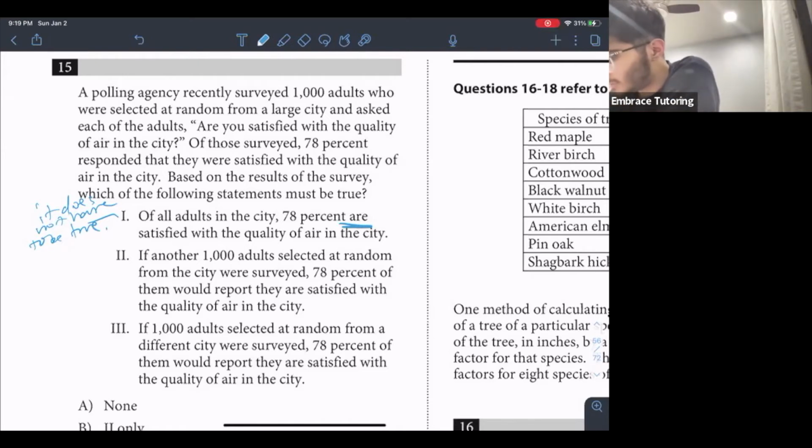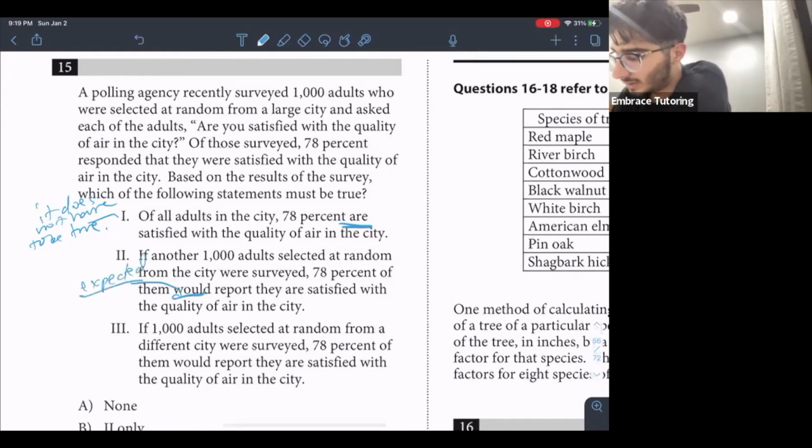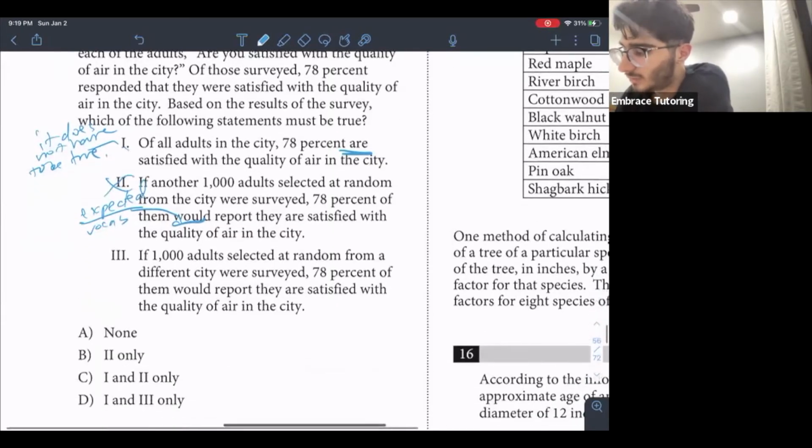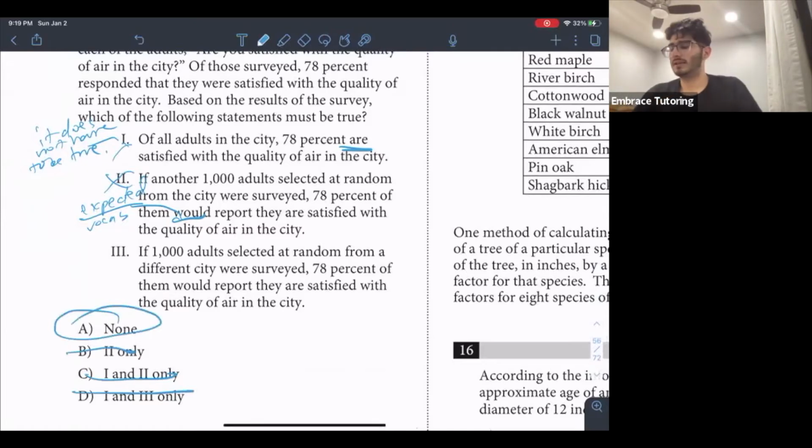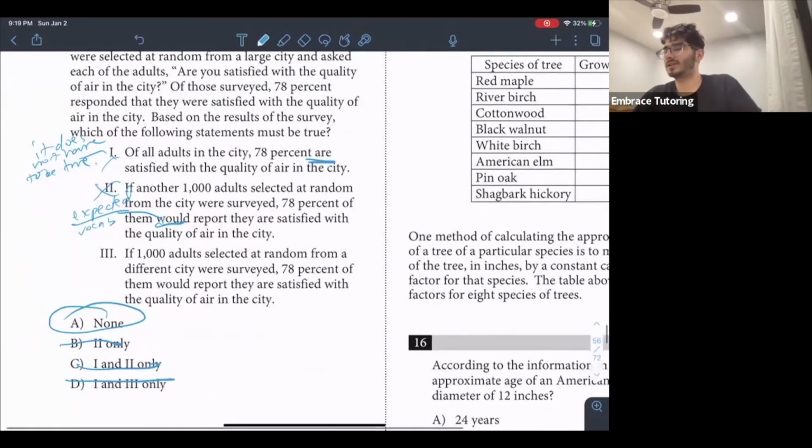If another 1,000 adults selected at random from the city were surveyed, 70% of them would report they are satisfied with the quality of air. See, would report. You already know this type of expected vocab, meaning you could eliminate this one too. So if you can eliminate 1 and 2, it would have to be choice A, because then you don't have to test choice 3, because it's not one of the choices.